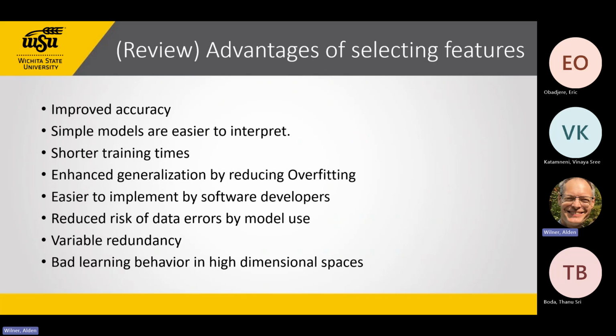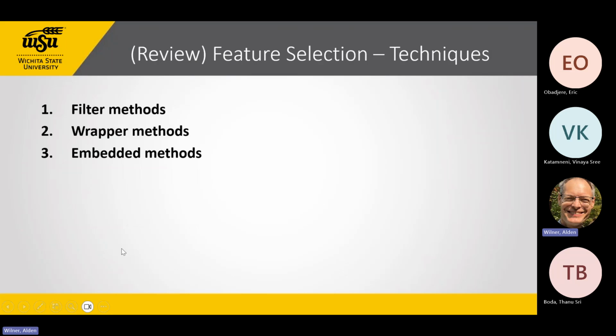We get better accuracy, easier to interpret, shorter training times. We reduce the risk of over or under fitting. It makes it easier for us to implement, and so on and so forth. We went through all these last week, right? And of course, bad learning behavior in high dimensional spaces. That's going to be one we'll get into in principal component analysis. We'll start talking about the high dimensional spaces in more details.